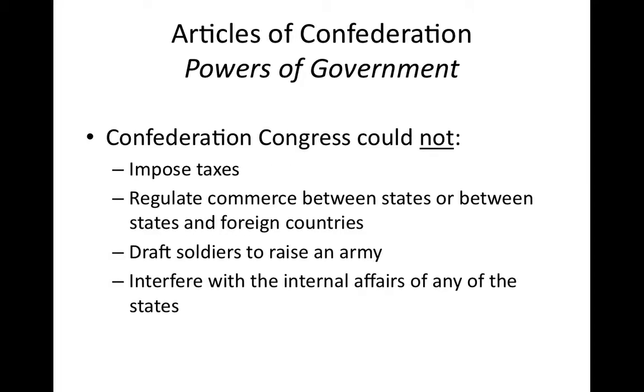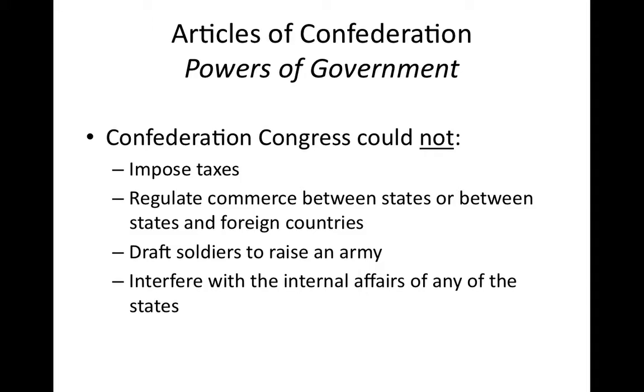The Articles of Confederation also had a list of things the Confederation Congress could not do. And these are important. The Confederation Congress could not do some really important things like impose taxes. So if it wanted to raise money, the Confederation Congress had to ask the state governments to provide funds for the operation of the government. And the state governments could choose to do so or not do so, but it was purely voluntary. The Confederation Congress had no power to exact revenue from the states.